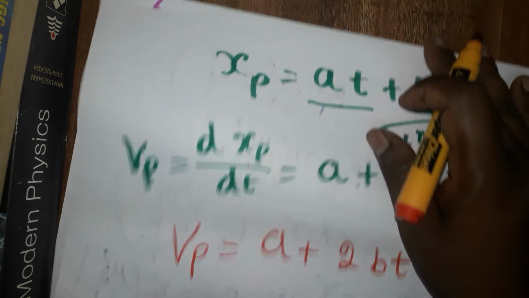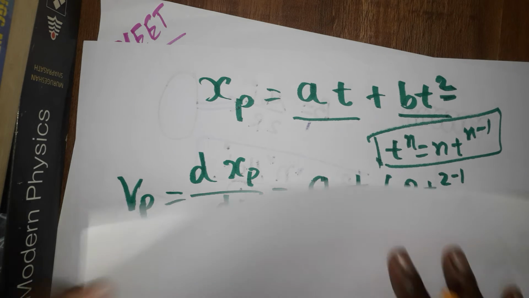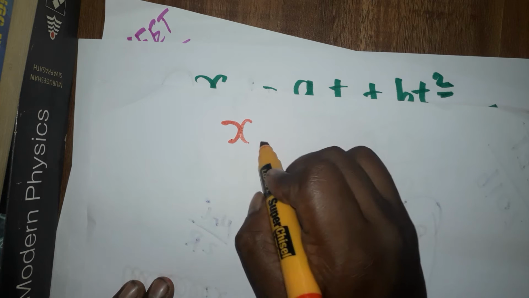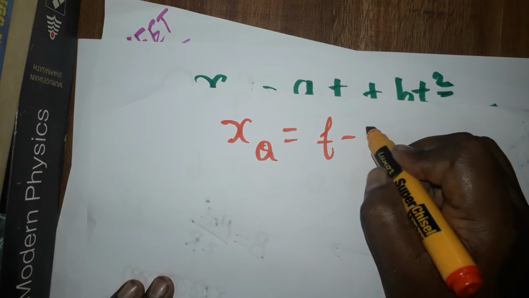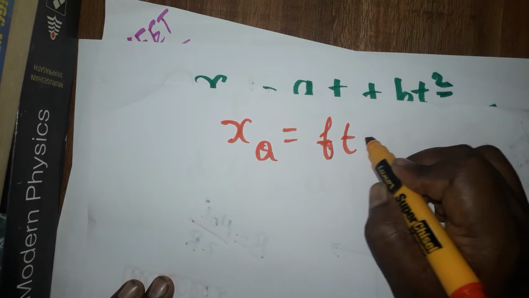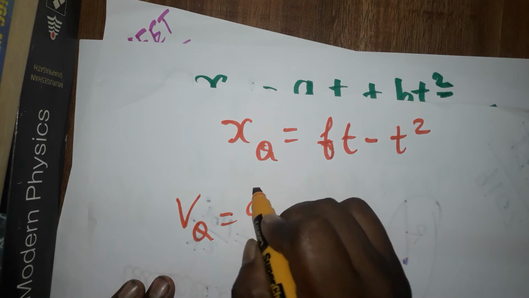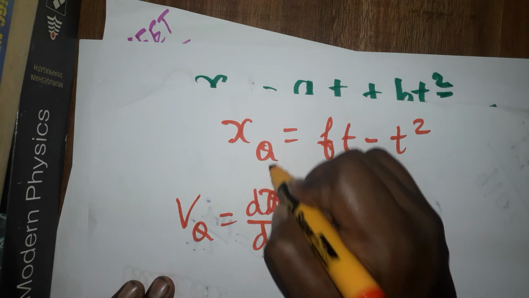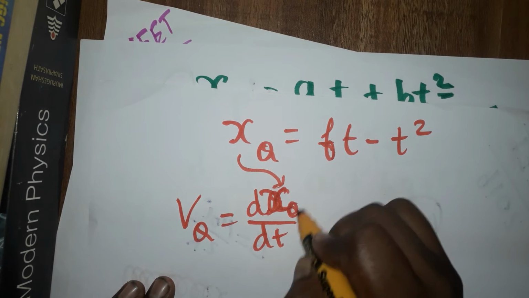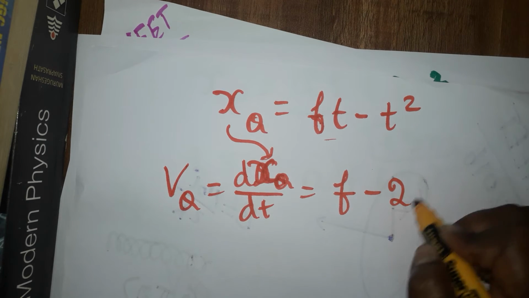Now the velocity of the next car, the Q car. The position of that car is also given: xq is equal to ft minus t square. Now I differentiate the displacement with respect to time, just differentiating the above equation, for the Q car. ft differentiation will become f, and t square differentiation will become 2t.